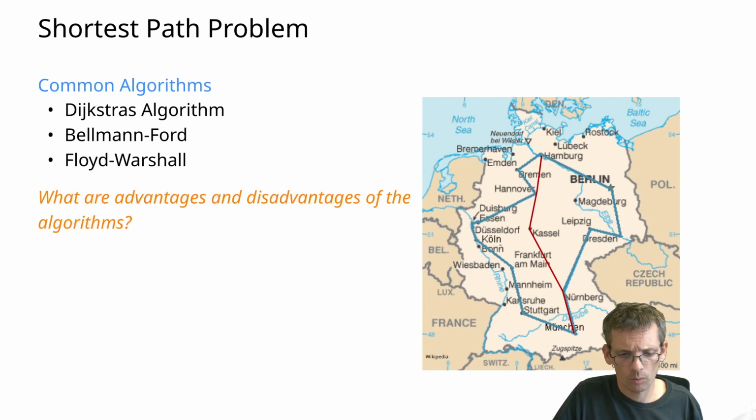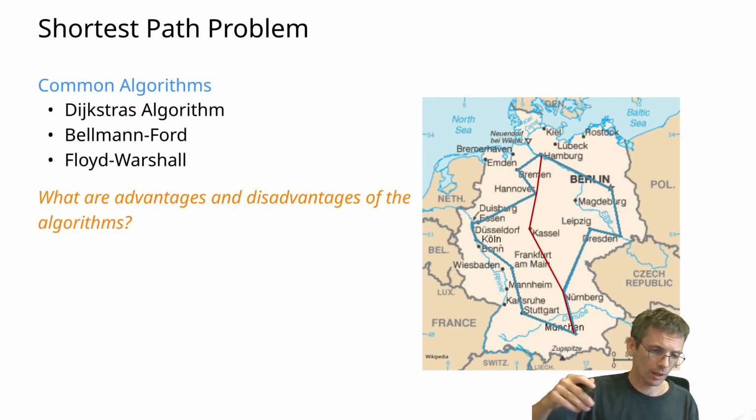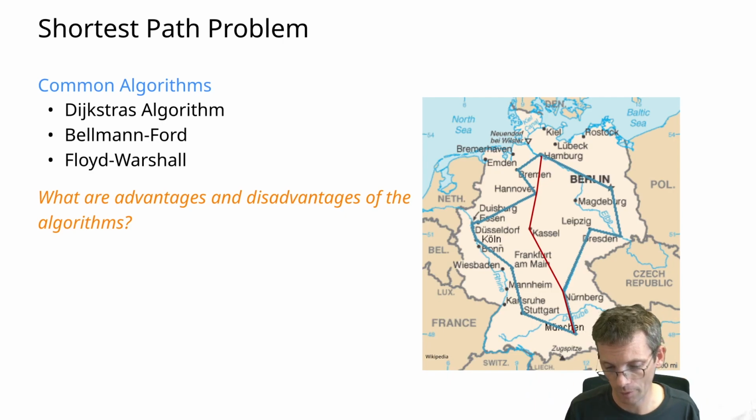So why do I have three algorithms here? What are the advantages and disadvantages of these algorithms? The first two, Dijkstra's algorithm and Bellman-Ford, both are single source shortest path algorithms. So I have one source, and I'm calculating the shortest path to all other nodes. While Floyd-Warshall is all pairs shortest path. As soon as I've run Floyd-Warshall, I have the length of the shortest path from every vertex to every other vertex. That, of course, also comes at a computational cost. So Floyd-Warshall will take more time.